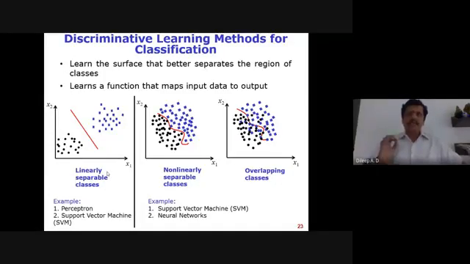The first thing we need to consider here is that even in a neural network or in the support vector machine, we are trying to learn this discriminant surface, the function governing the surface that separates the regions of the two classes. In this particular case the discriminant function is a linear discriminant function, and in this other case the discriminant function is a non-linear function that needs to be learned. That's the important thing.